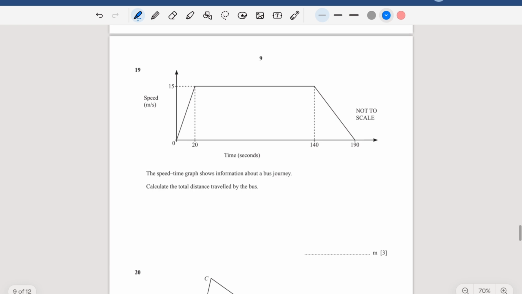Alright, let's move to question 19. The speed-time graph shows information about a bus journey. Calculate the total distance traveled by the bus. If you want to calculate the distance using a speed-time graph, it equals the area under the graph.